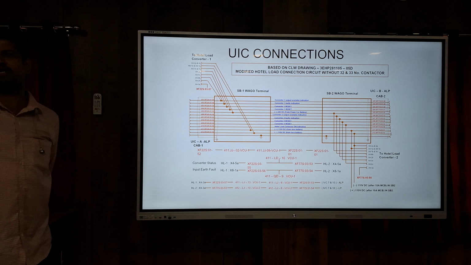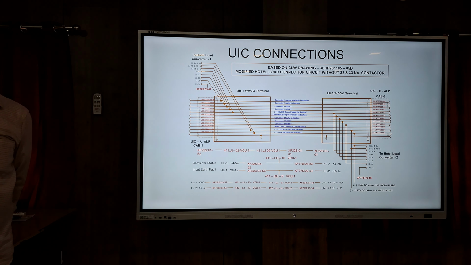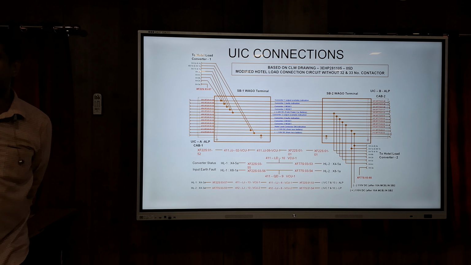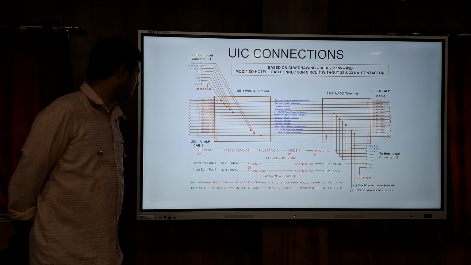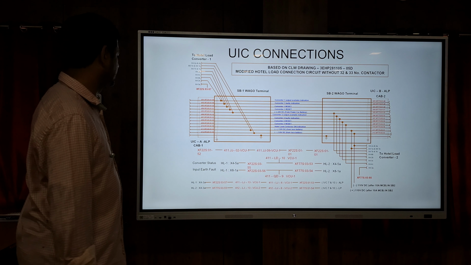It is a 12 core, that is 3 into 4 type, 1 square mm cable connected from the loco SB panel to the UIC. Its shielding is earthed through pin number 13. This is the connection in the hot load.